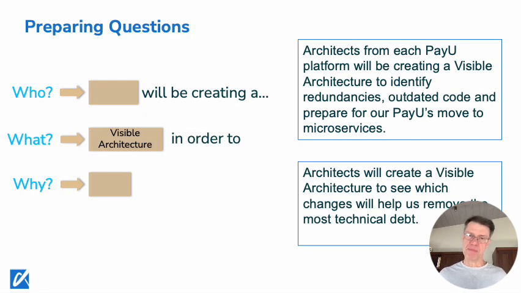Now let's talk about how you're going to prepare for the event. This template is very simple, but it's very powerful. Who? You want to know who will be creating what? A visible architecture in order to why. So here were 2 examples. Architects from each PayU platform will be creating a visible architecture to identify redundancies, outdated code, and prepare for PayU's move to microservices. The second would be architects will create a visible architecture to see which changes will help us remove the most technical debt. It's not a complex template, but it's a very important template.